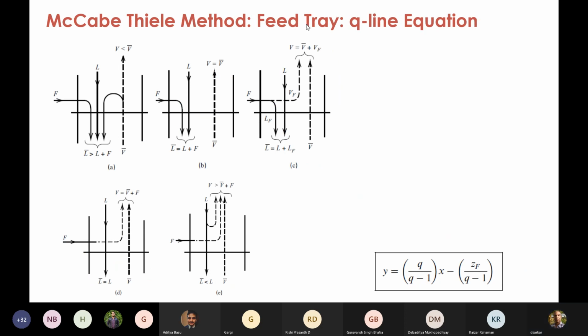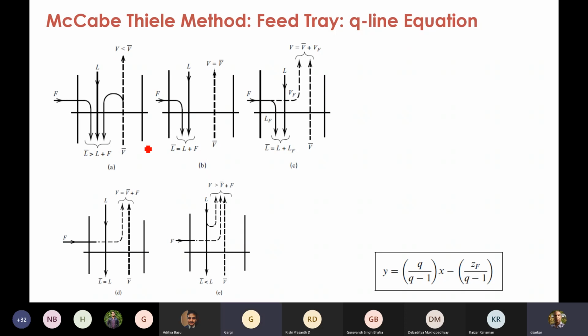Now, to complete the picture, you also have to look at what is happening at the feed plate. The rectifying section and stripping section operating lines do not take care of the feed tray. The rectifying section is the entire portion above the feed tray, and the stripping section is the entire portion below it. But something else is happening on the feed tray which needs to be taken care of by a separate mass balance equation, because another stream enters there.